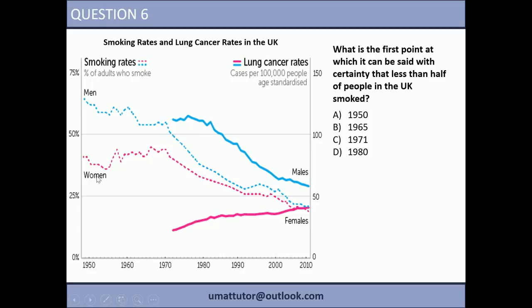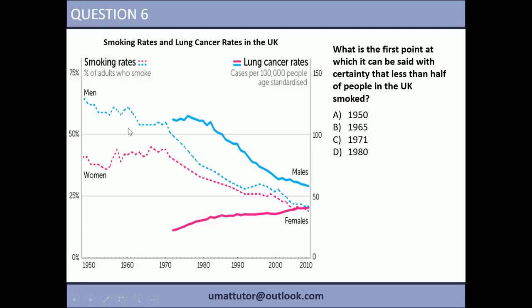Now, the temptation again, particularly given we would normally assume that men and women are present in roughly equal quantities, is that we would just average out the two lines and find the point where the average roughly crossed 50% and dropped below 50%, given in this question we're looking for the point where less than half of people smoked. But remember, you can't make any assumptions about the number of people in each group.